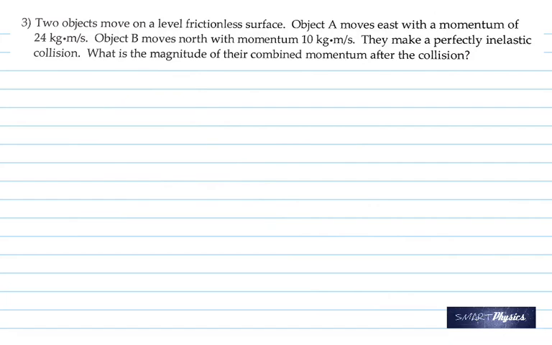In this question, you have two objects moving on a level frictionless surface. Object A moves east with a momentum of 24. Object B moves north with a momentum of 10. They make a perfectly inelastic collision. Now that is the most important word there. If it is a perfectly inelastic collision, that means they stick together, which means they have the same final velocity. So they stick together. That means V1 prime is going to be equal to V2 prime.